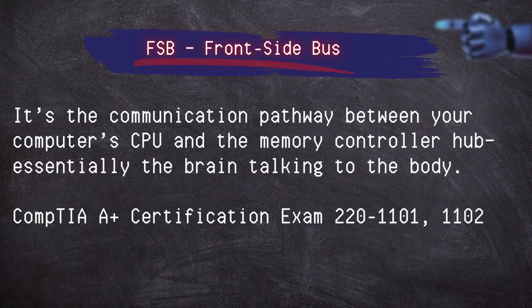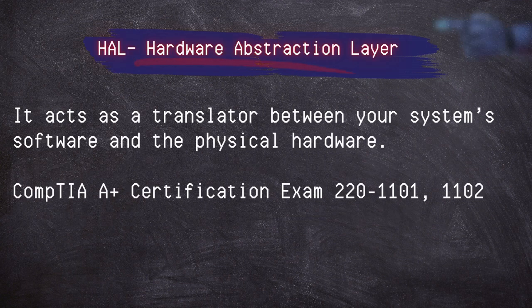FSB, or front side bus. It is the communication pathway between your computer's CPU and the memory controller hub. It is essentially the brain talking to the body. HAL, or your hardware abstraction layer. It acts as a translator between your system's software and the physical hardware.